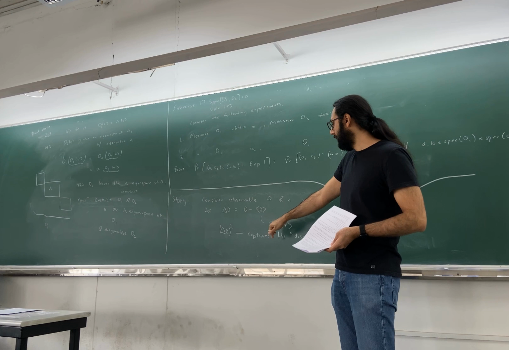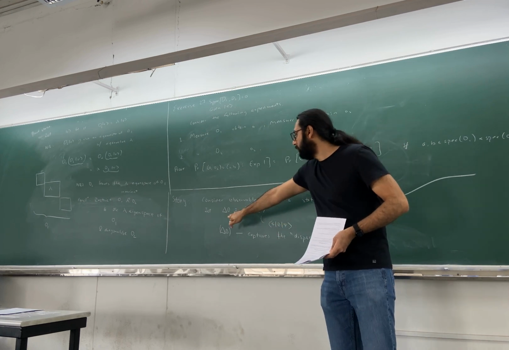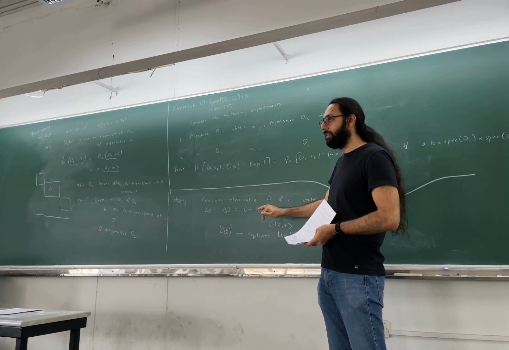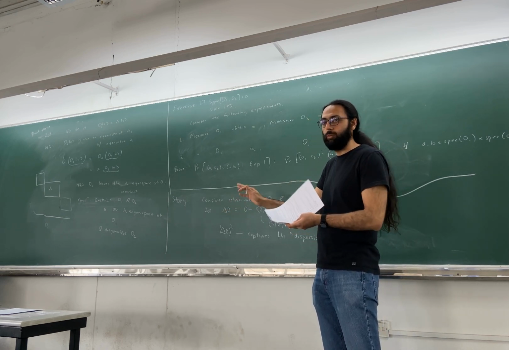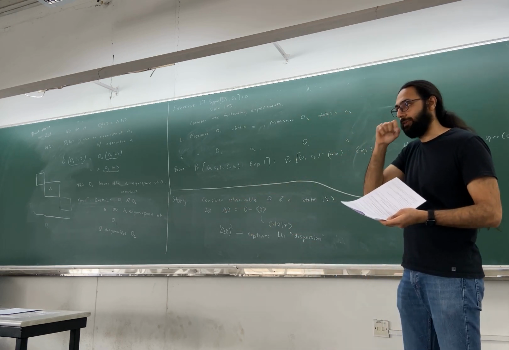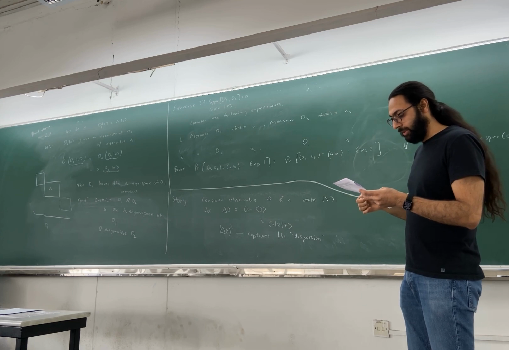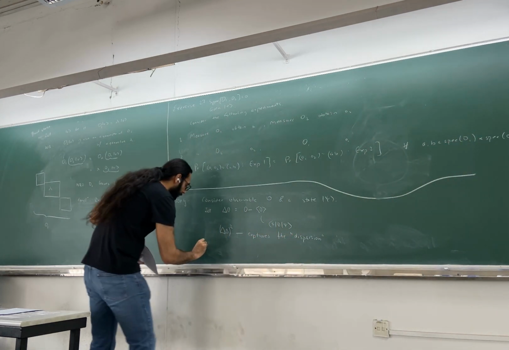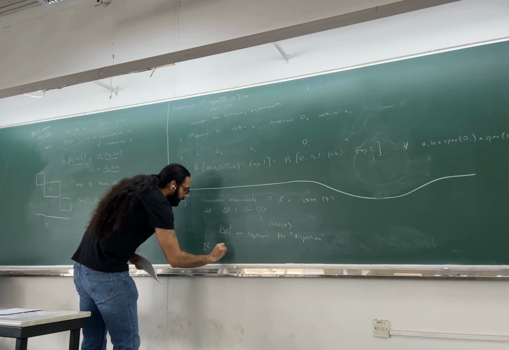So if you're in an eigenstate, it's clear that delta O would be zero because you always get the same value. But if you're not in the eigenstate, you're going to get some dispersion. So you'll not always get the expectation value. You might have some deviation.